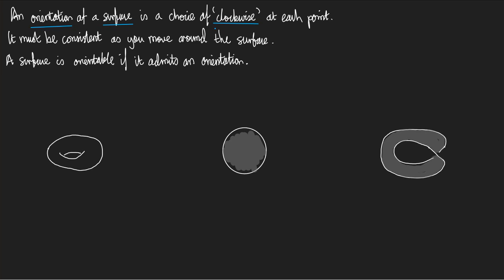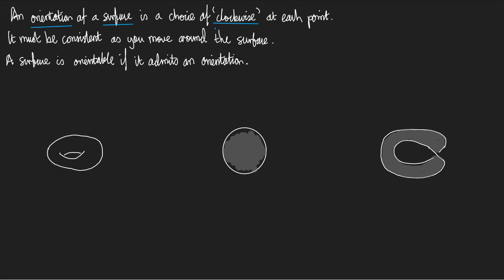But imagine the face of your clock was transparent and the numbers were written on this transparent surface. Then you could look at the clock from the other side. Well, the numbers would be backwards, and also, which way would the clock be going? Anti-clockwise. So what that's telling you is that your choice of clockwise on your clock would change if you looked at it from the other side.